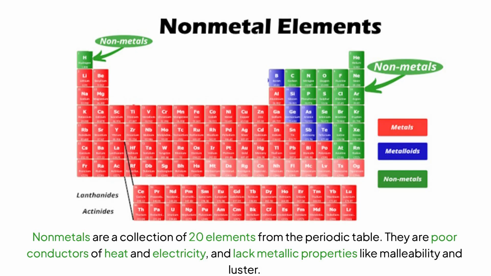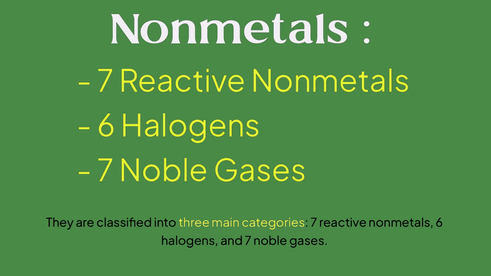Nonmetals are a collection of 20 elements from the periodic table. They are poor conductors of heat and electricity, and lack metallic properties like malleability and luster. They are classified into 3 main categories: 7 reactive nonmetals, 6 halogens, and 7 noble gases.